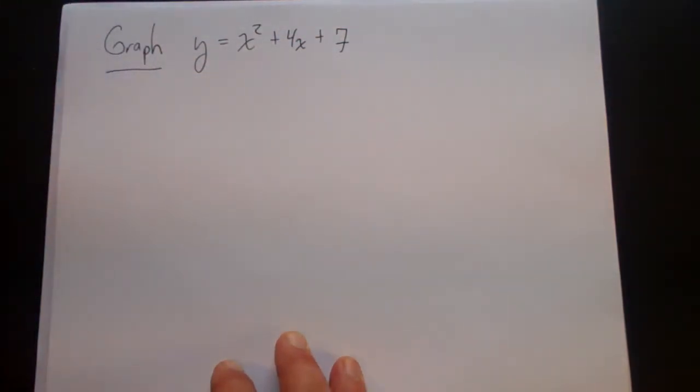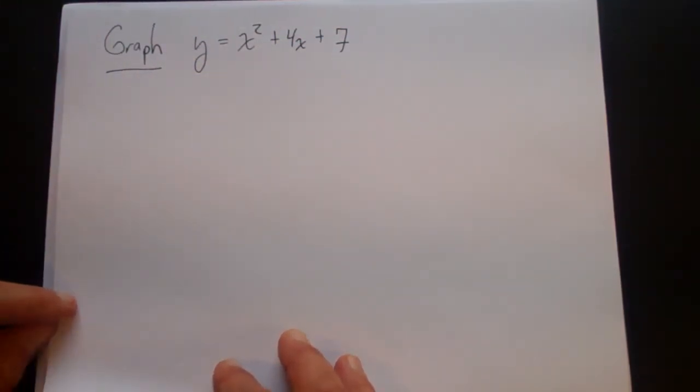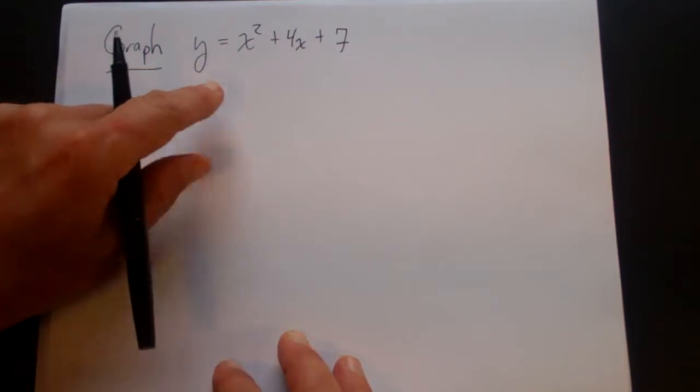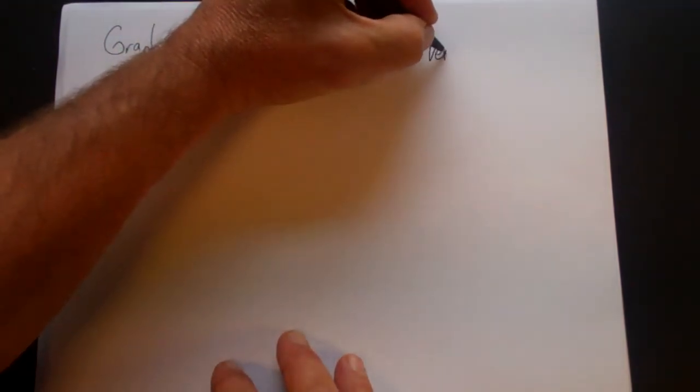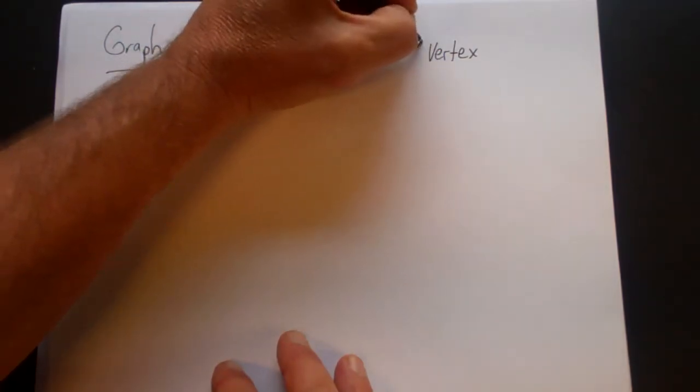It'll say graph y is equal to x squared plus 4x plus 7. And the first thing you need to realize is what is it that you need when you graph such a function. And various teachers do it different ways. In general, what you'll need is you'll need to identify the vertex.